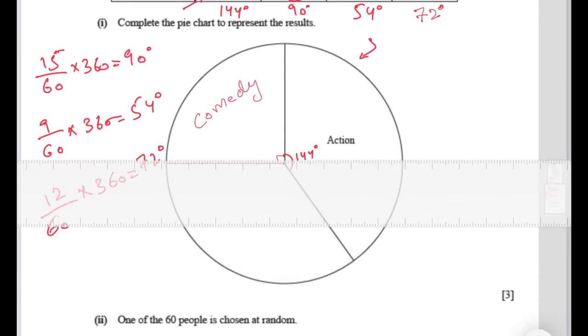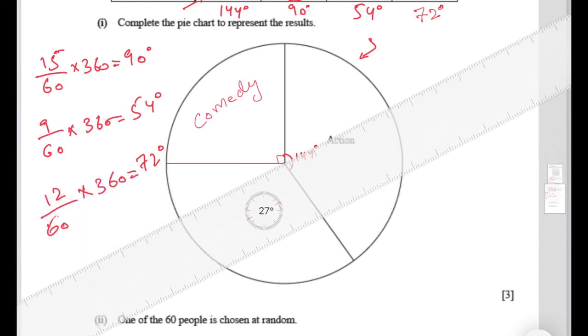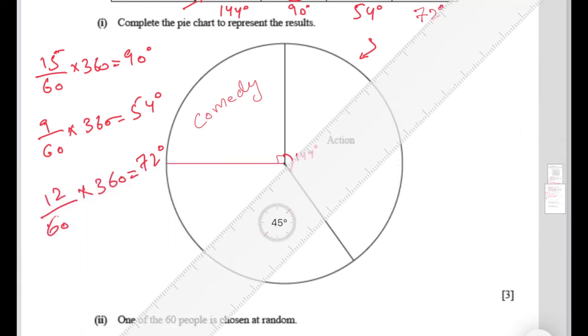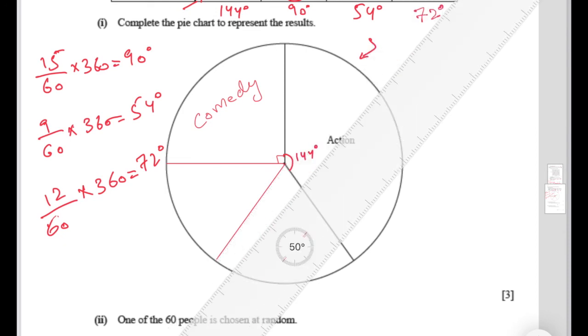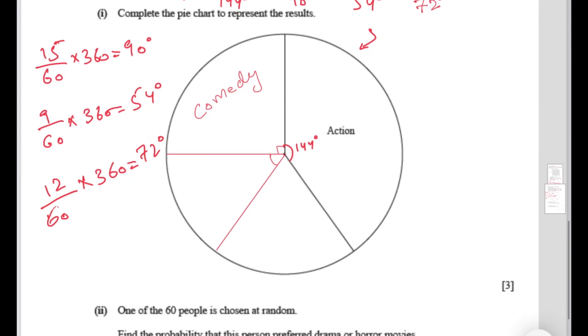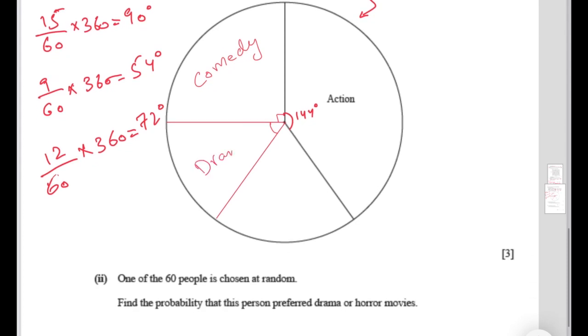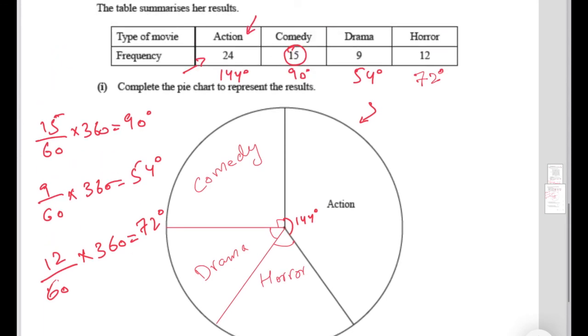Then from this angle, let's draw a 54 degree angle. So I go like this, keep going. Oh yeah, it's right there. So we draw a line from this point till this point, and this is 54 degrees. 54 degrees is for drama, and the remaining one is for horror. Perfect. This diagram is complete.